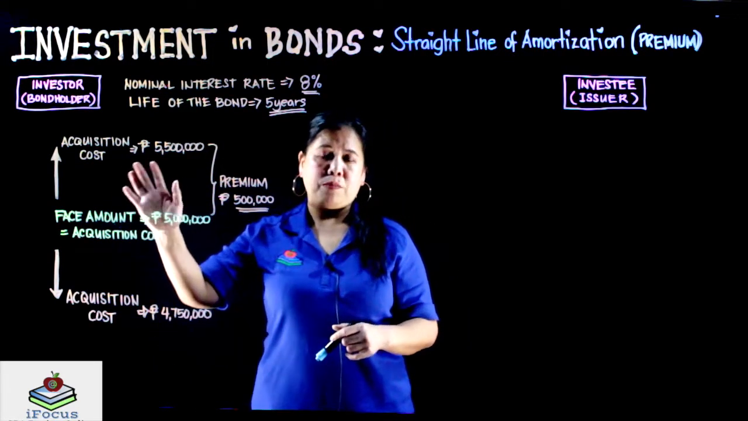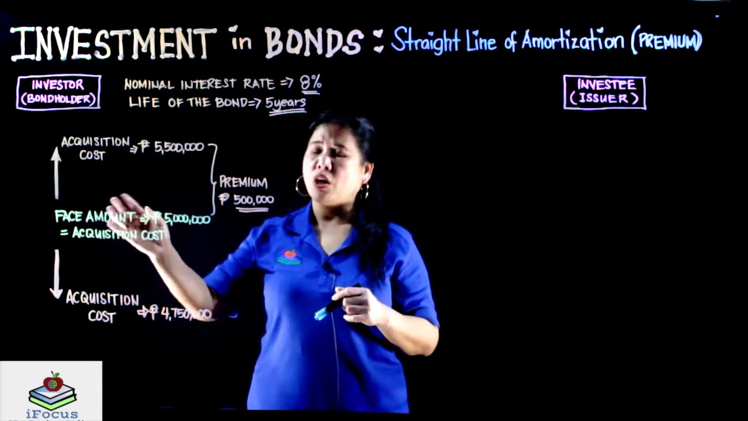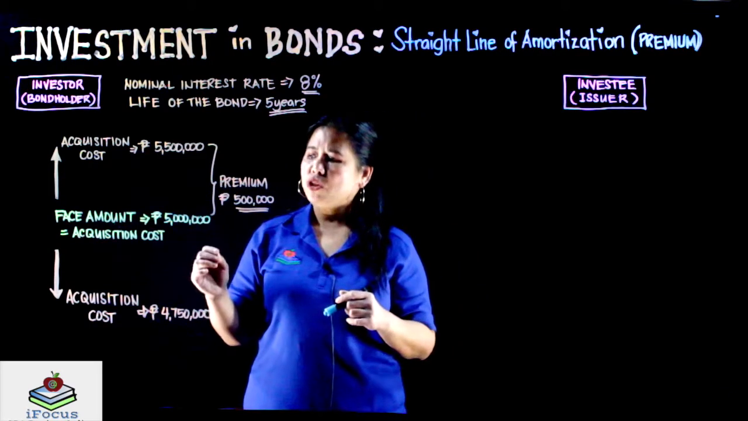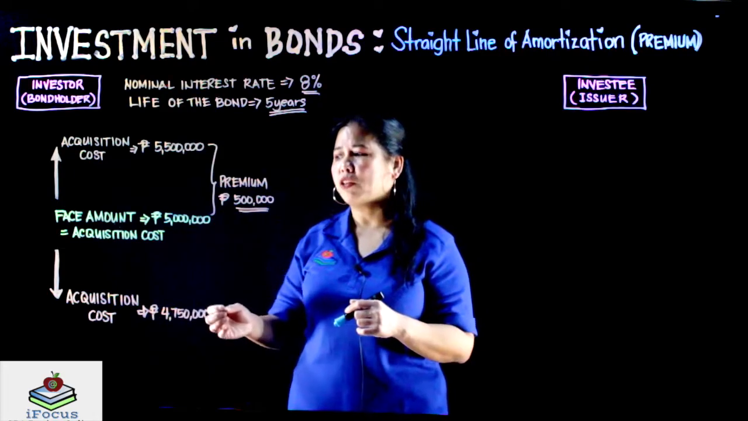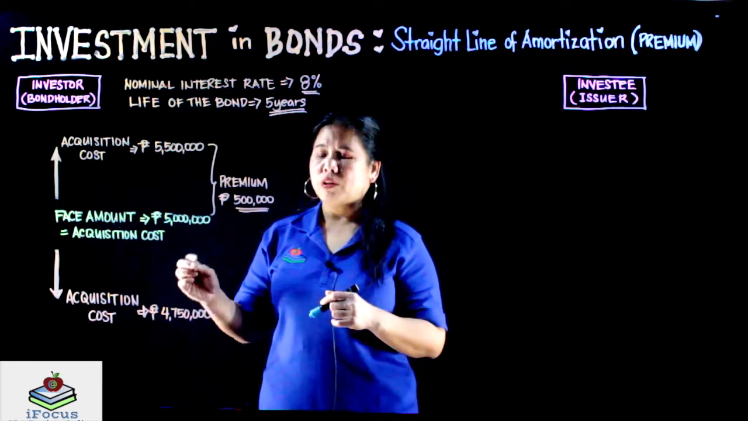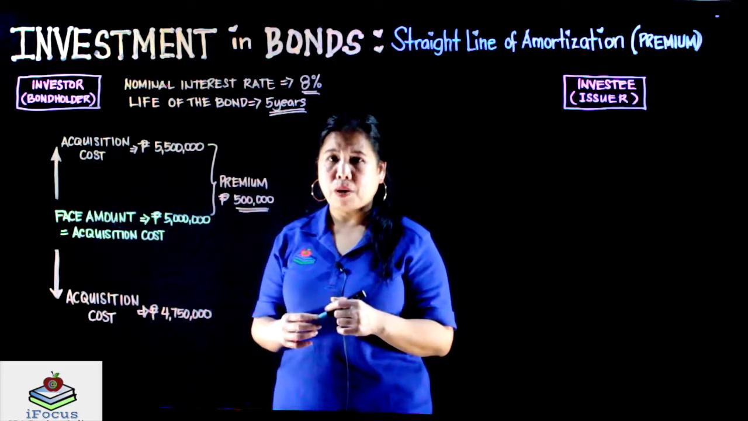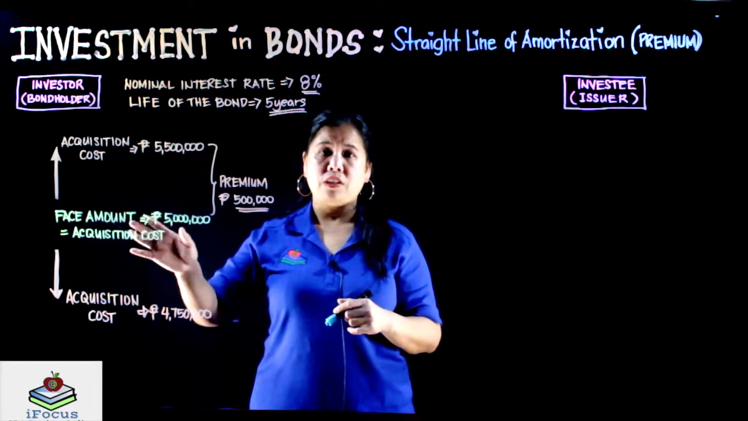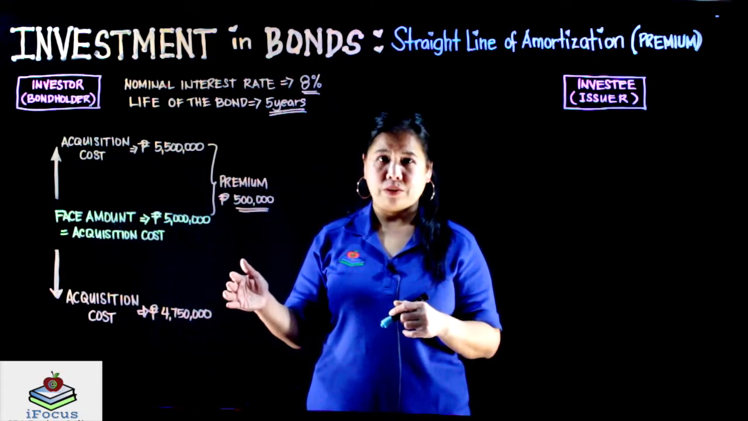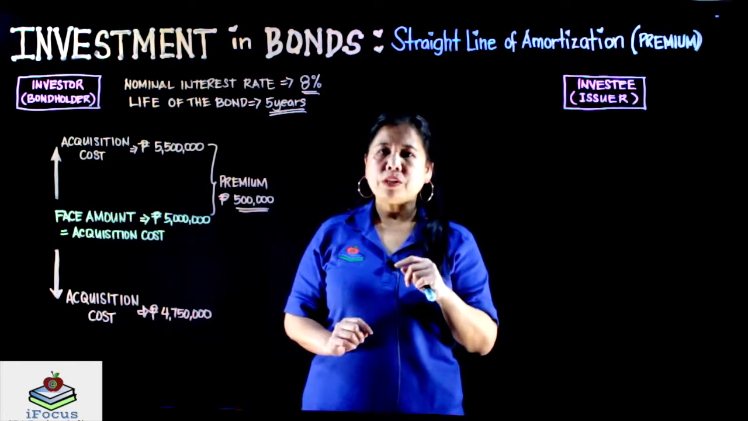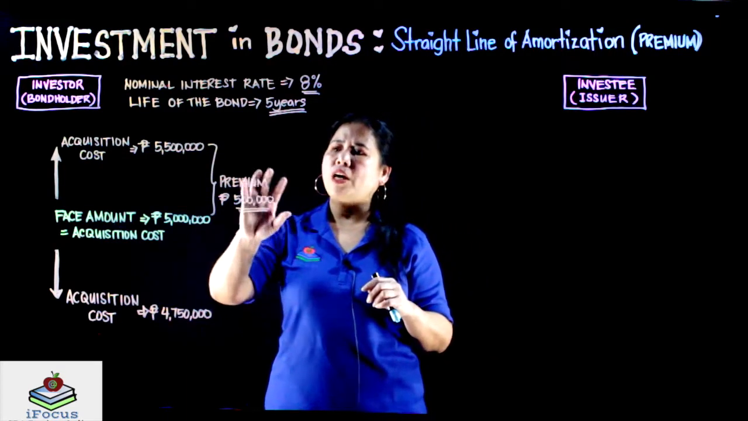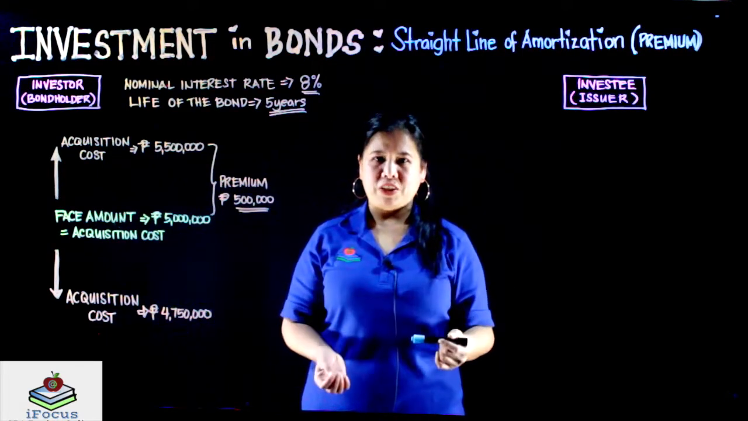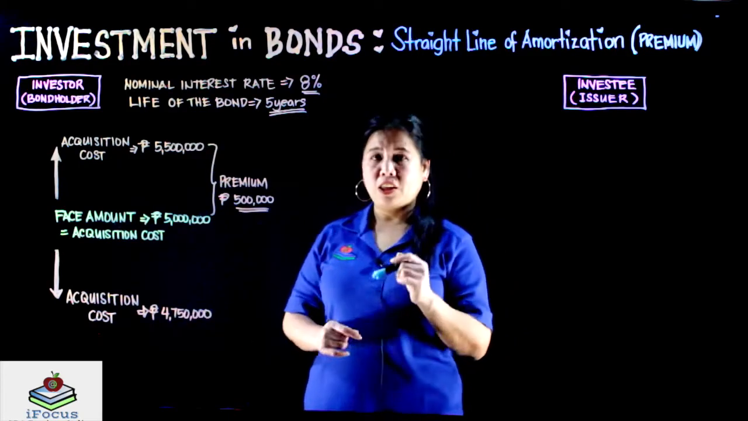Kapag more than the face amount, the difference between the acquisition cost at ng face amount, yan ang tinatawag na premium. Ang difference naman ng acquisition cost sa face amount kapag ito naman ay in-acquire ni investor ng mas mababa pa sa face amount, and this is what you call the discount. On this video lecture, ang pag-uusapan natin is kung paano natin ito i-amortize itong premium na ito using the straight line method of amortization. And then, pag-uusapan natin in a little bit yung discount.